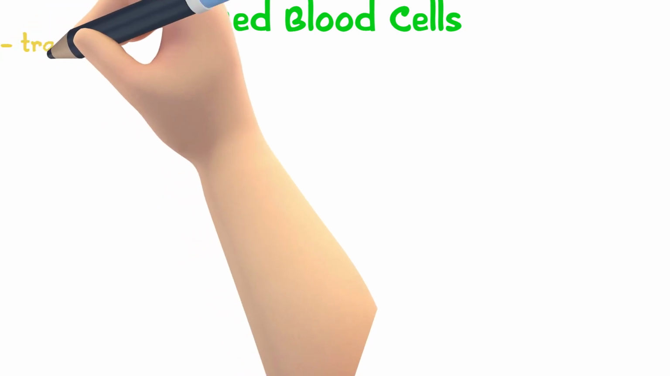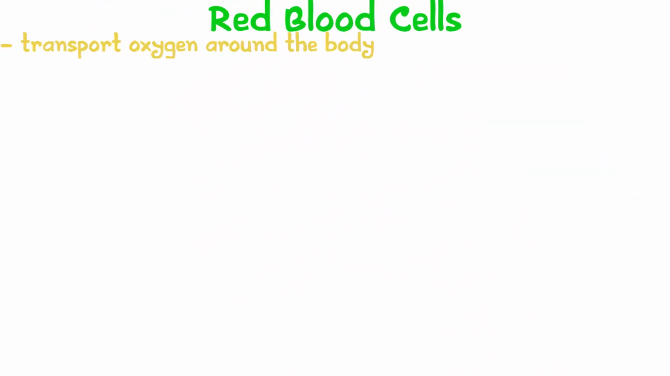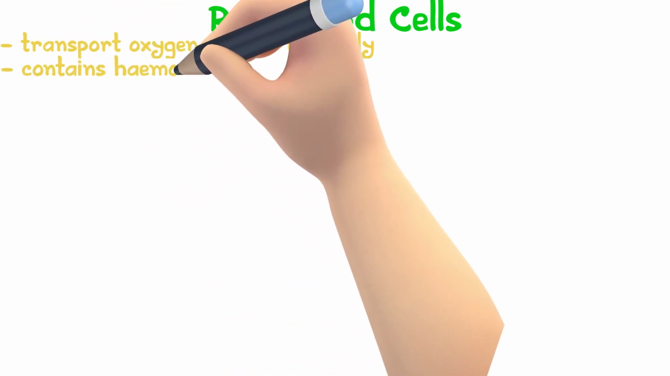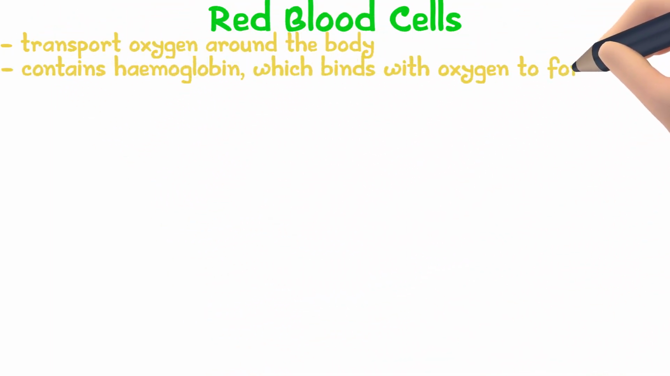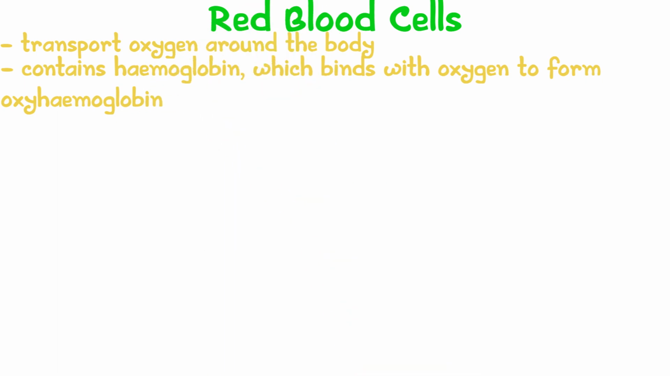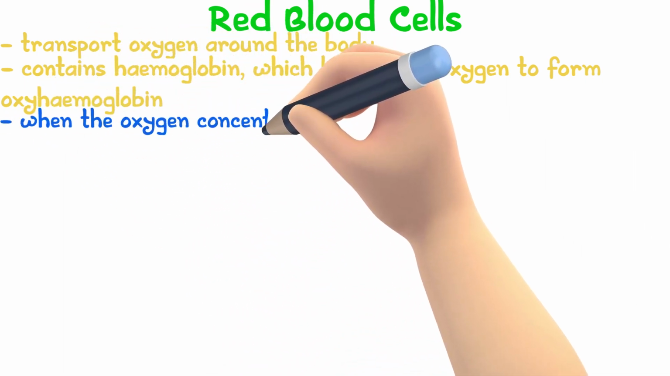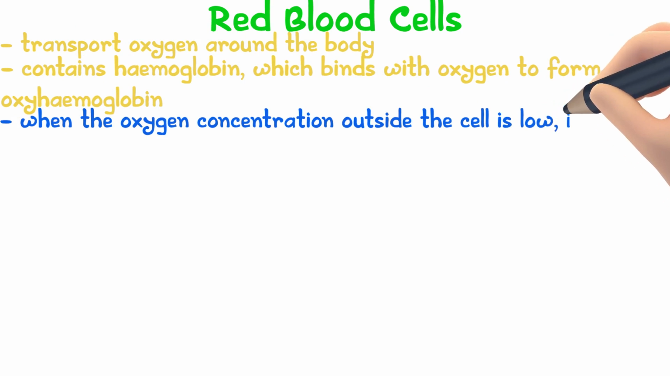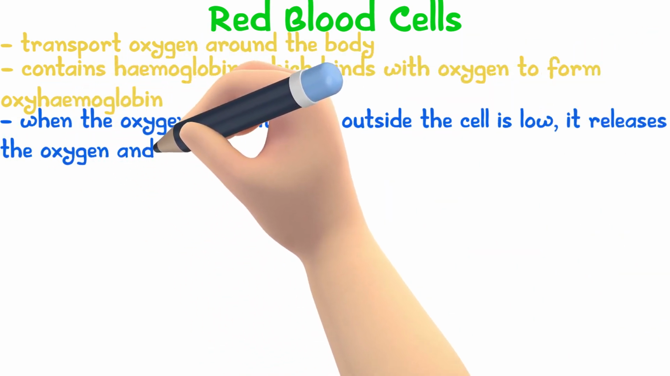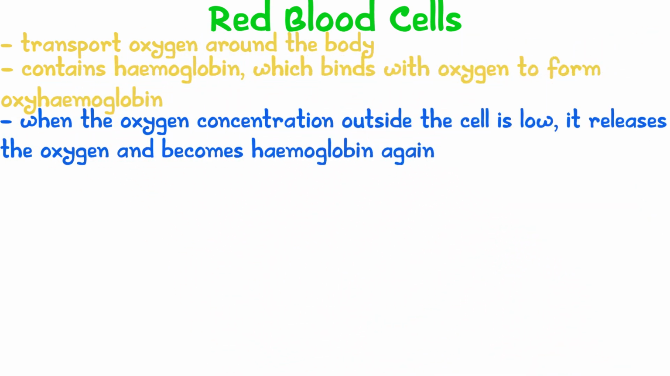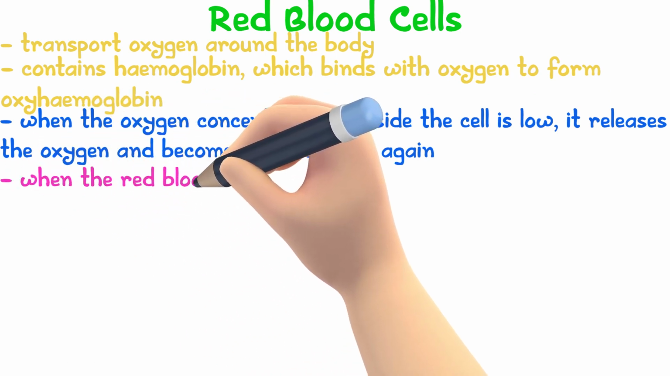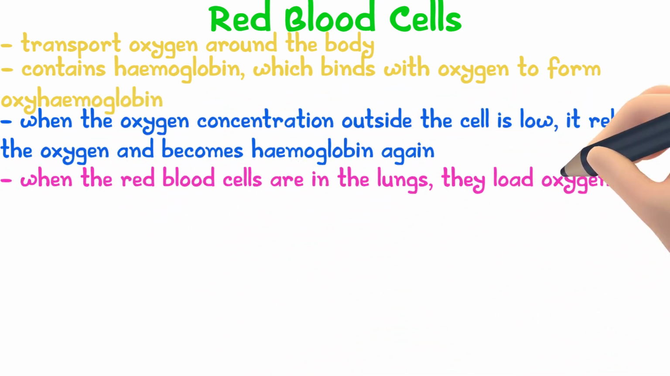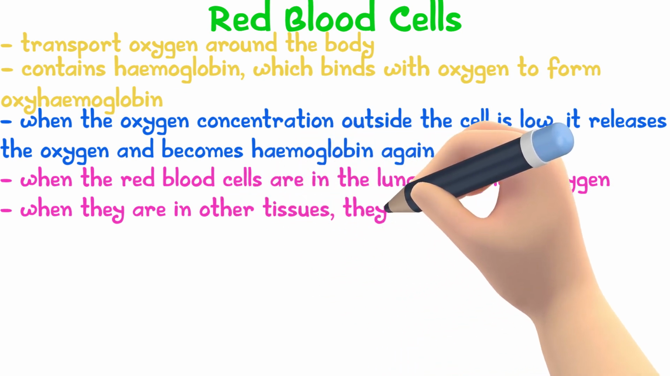Let's take a deeper look at the red blood cells. Red blood cells are highly specialized cells whose only function is to transport oxygen around the body. Red blood cells contain hemoglobin that combines with oxygen to form oxyhemoglobin. When the oxygen concentration outside the red blood cell is low, oxyhemoglobin will release the oxygen and turn back into hemoglobin. So when the red blood cells are in the lungs, they load oxygen, and when they pass through some other tissue, they unload the oxygen.